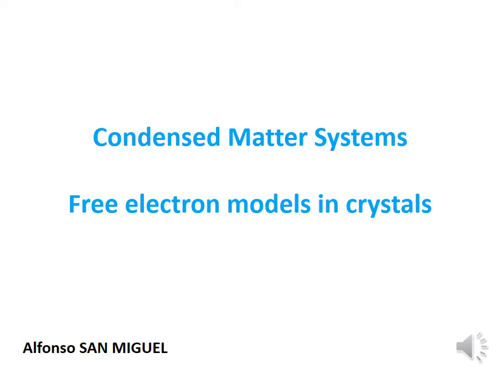Free electron models in crystals. One of the very first challenges in condensed matter system was to understand why in metals we can have conductivities which differ in 18 orders of magnitude. So understanding the conduction of electrons in metals was one of the first problems that were tackled by condensed matter system models.